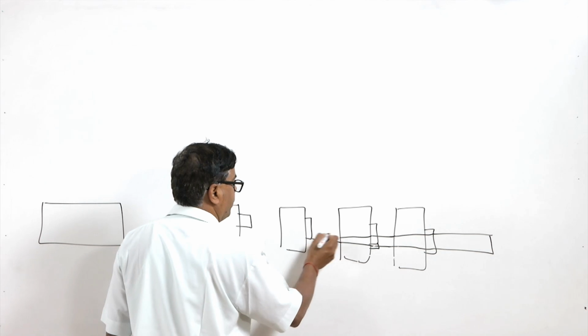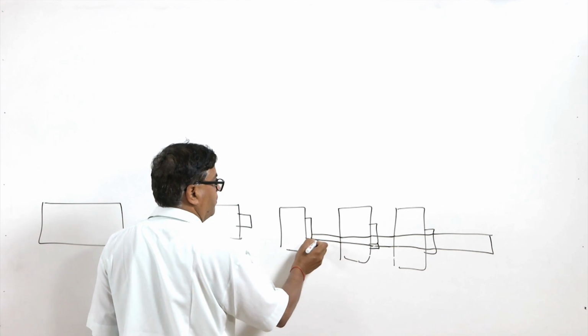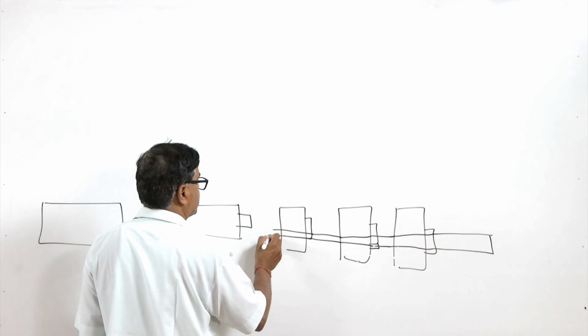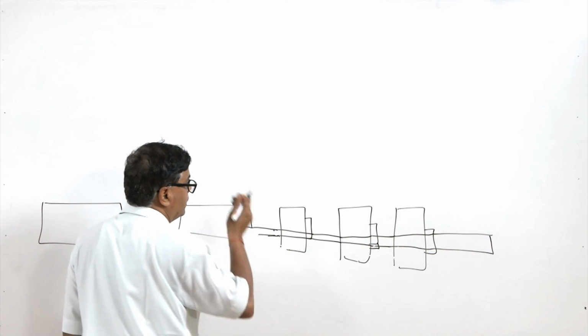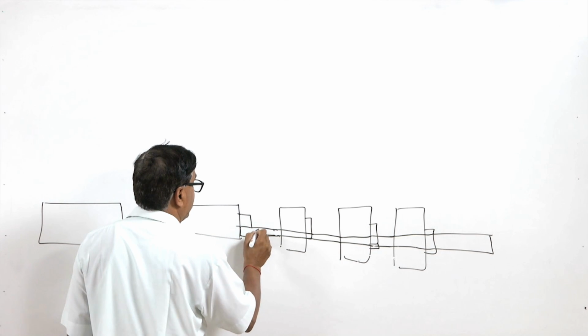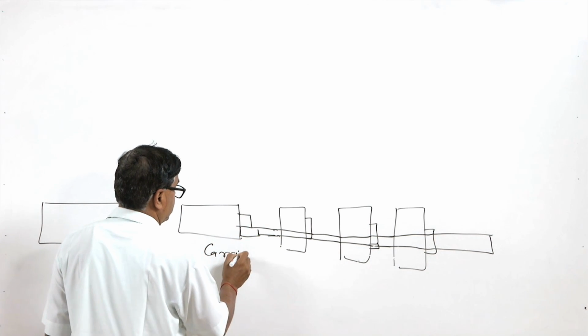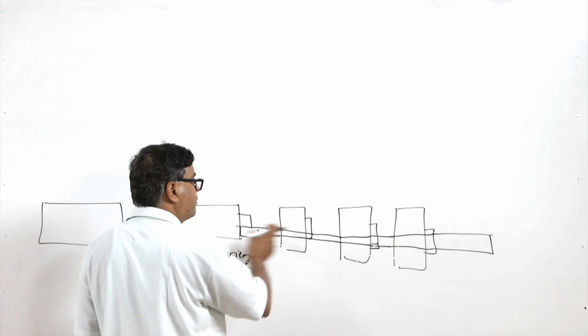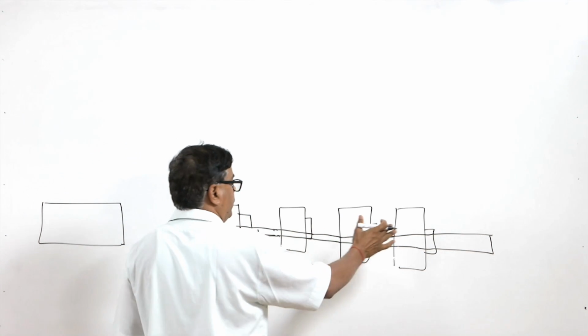This is how it will keep on drawing, and then here at the end it will be connected to the carriage. Basically this is the carriage which will be holding the wire and pulling the wire.